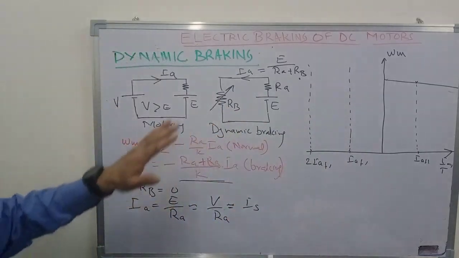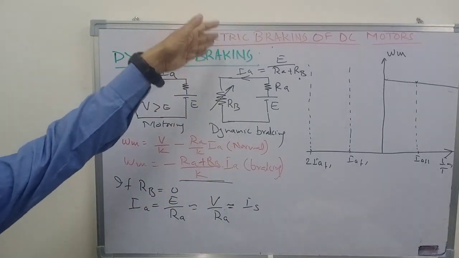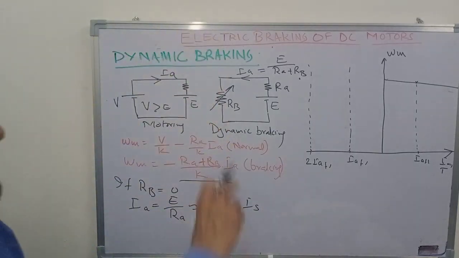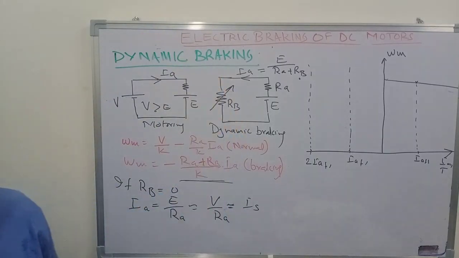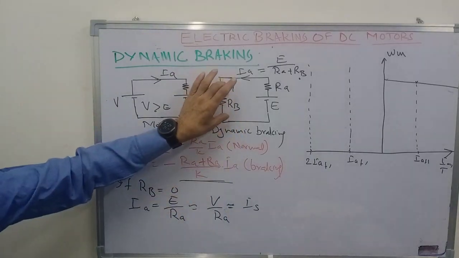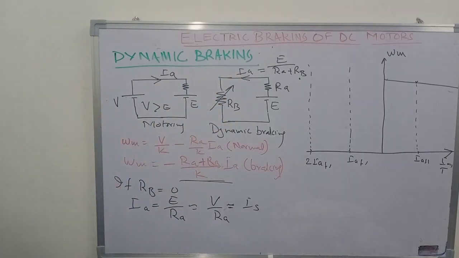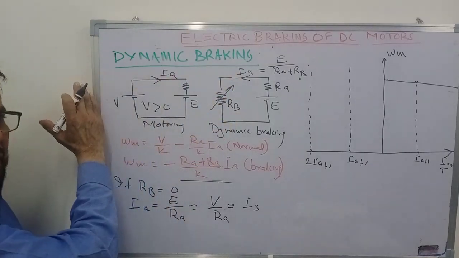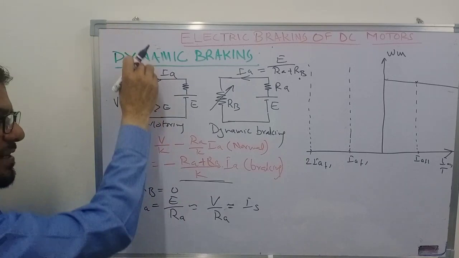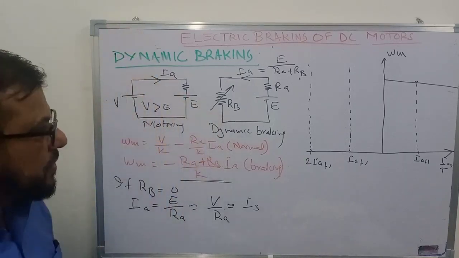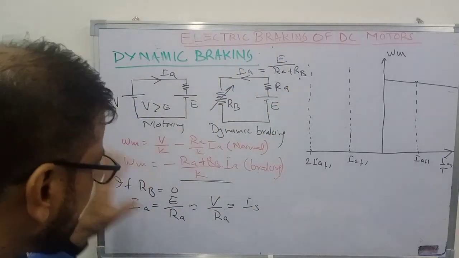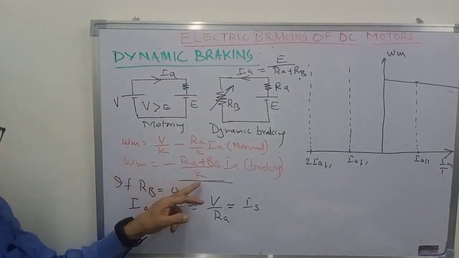So that is why, instead of directly short circuiting it, we connect a resistance here such that the current is within the safe limits. So this braking resistance is connected. What you have to do is simply remove this supply and connect a resistance RB across the armature terminals. So this will make this equation, and the equation for the speed will become like this.